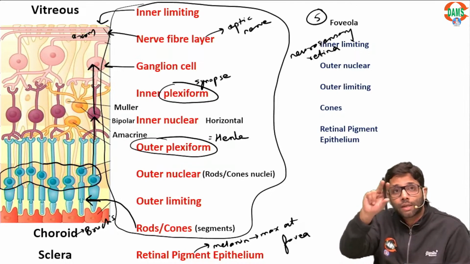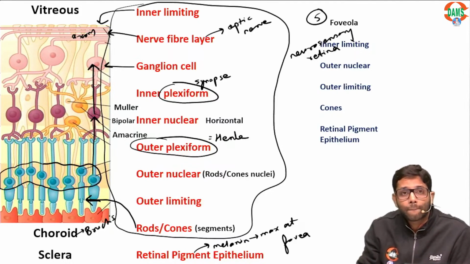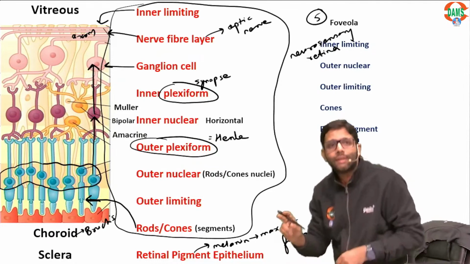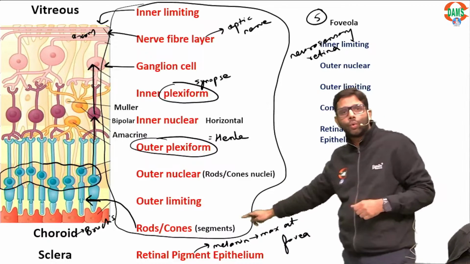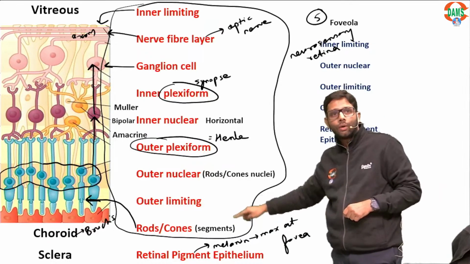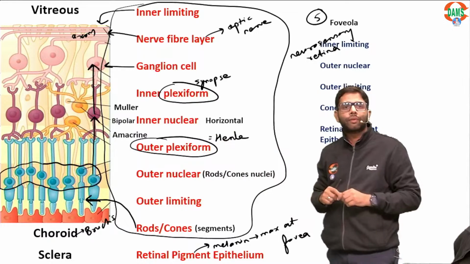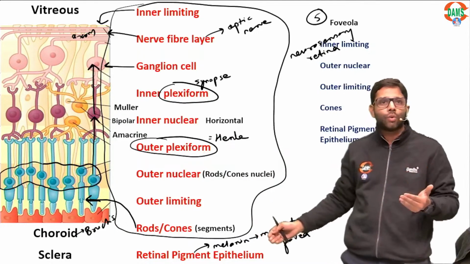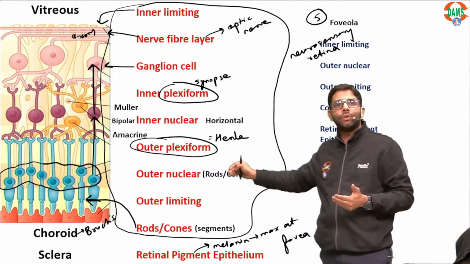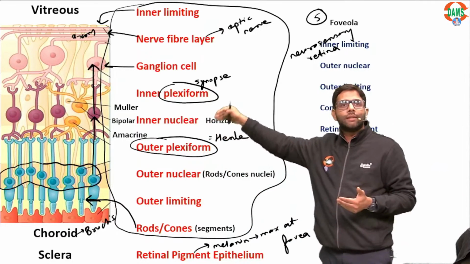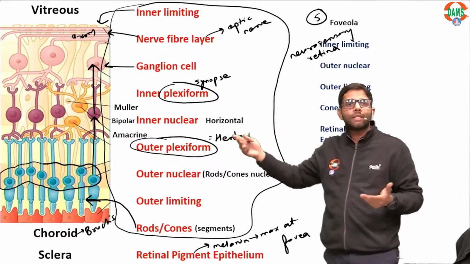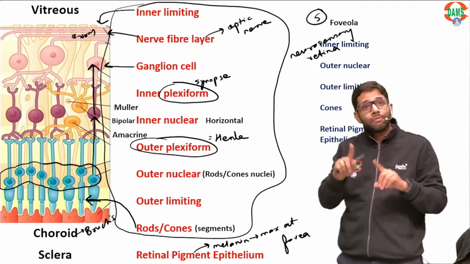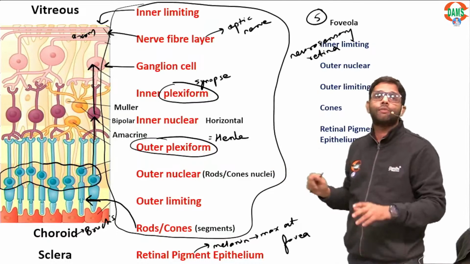And what is the imaginary space outside the fovea? Who will send the impulse from the cones to the bipolar cells? Because if you have to see with cones, the impulse has to go to the bipolar cells, then the ganglion cells. But bipolar cells are not present in the fovea. They are present everywhere in the retina, but not at the fovea.